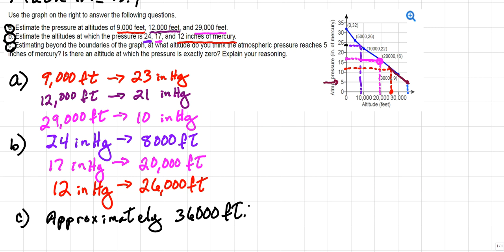And then the last part, is there an altitude at which the pressure is exactly zero? Well, the pressure is going to approach zero. Explain your reasoning. Well, let's go ahead and clear this graph again so we can get rid of all of these lines. And then we'll look at the actual graph itself.